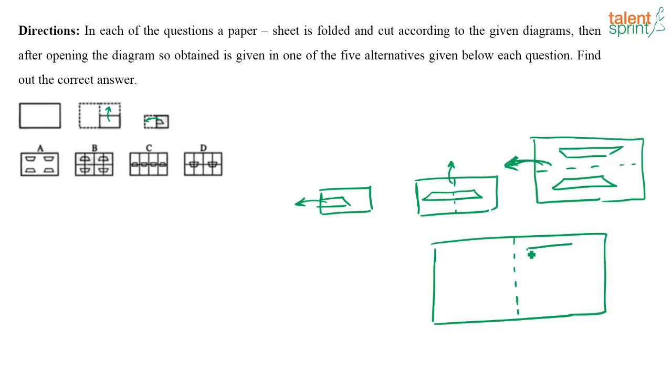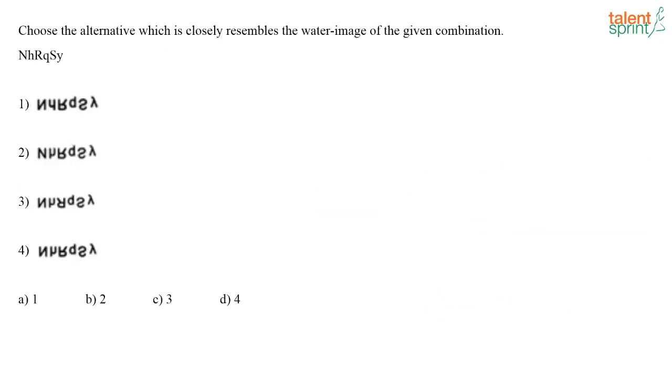So here if I have something like this, on this side also the same thing should come. Similarly here if I have something like this, the same thing should come here as well. So when you look at the options, it is option A. Is it clear? Next one.